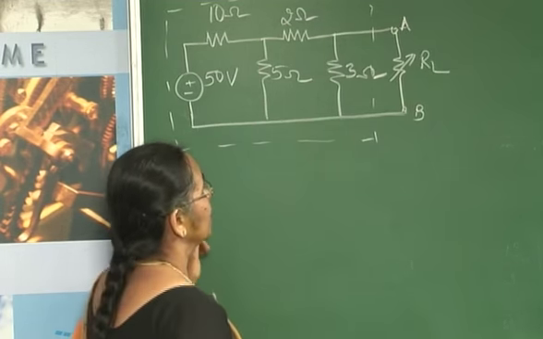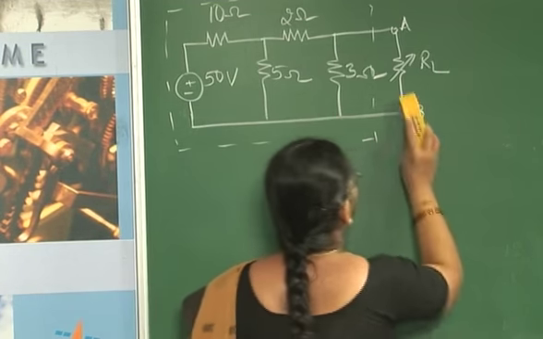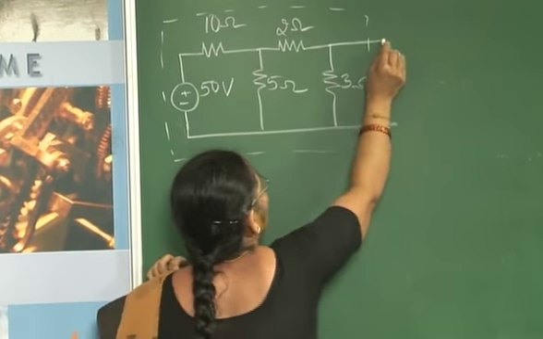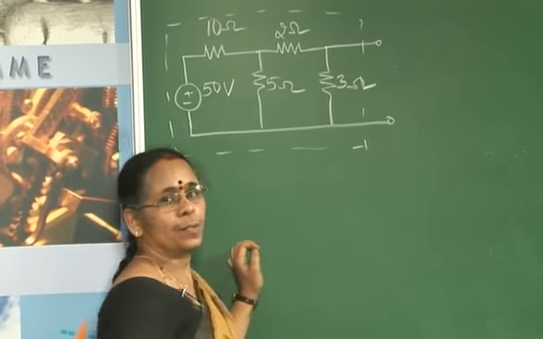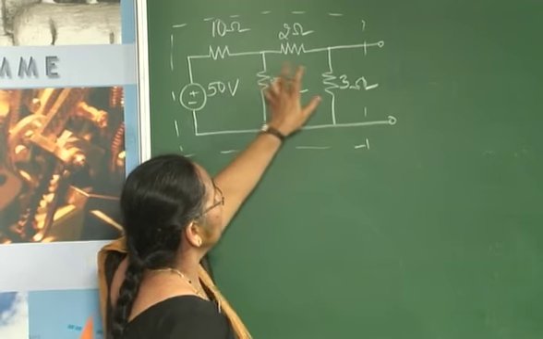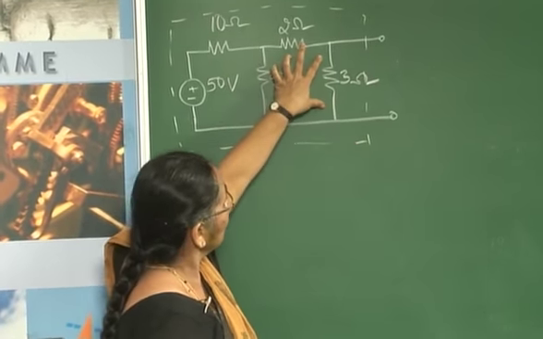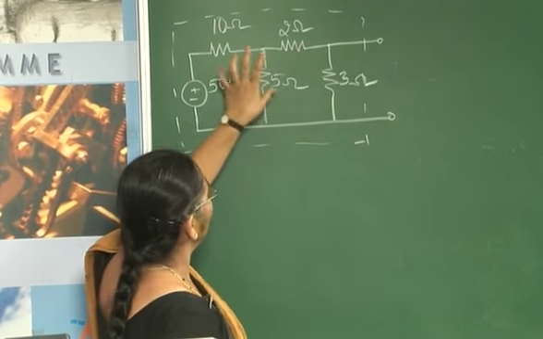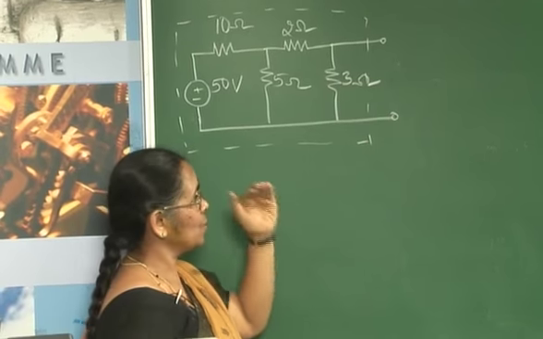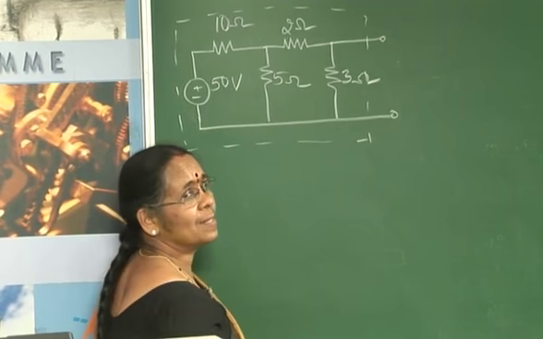So for that purpose, let us first remove RL from the circuit. Removing RL from the circuit, an open circuit is created between these 2 points. Since an open circuit is created between those 2 points, find out the current through the 3 ohms resistor. The current through the 3 ohms resistor multiplied with 3 ohms gives you the open circuit voltage. That is your single voltage source. Then find out Thevenin's equivalent resistance later on.